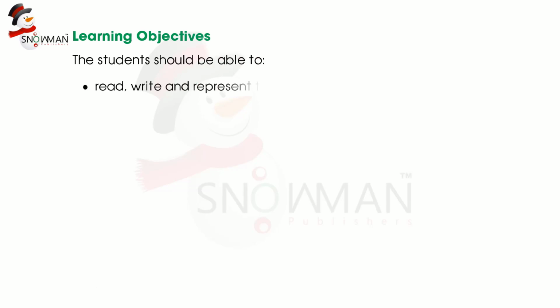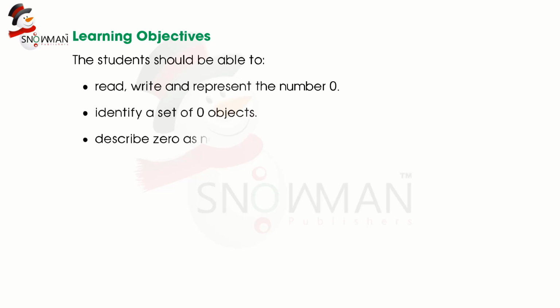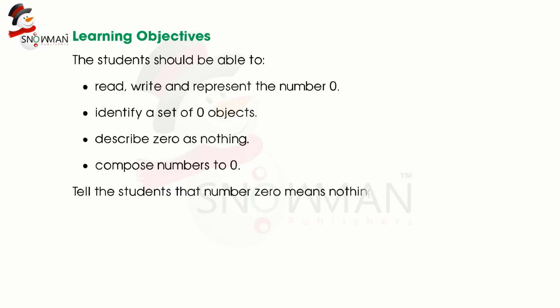Learning objectives. The students should be able to read, write, and represent the number 0. Identify a set of 0 objects. Describe 0 as nothing. Compose numbers to 0. Tell the students that number 0 means nothing.